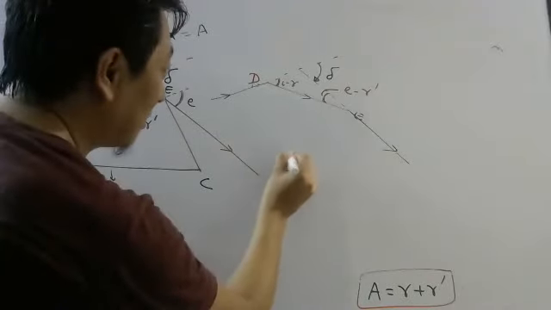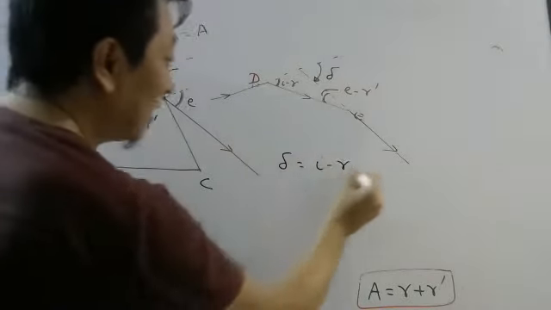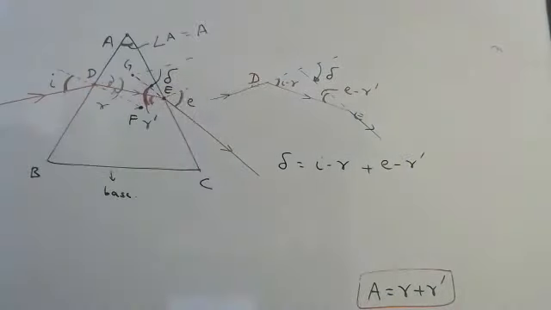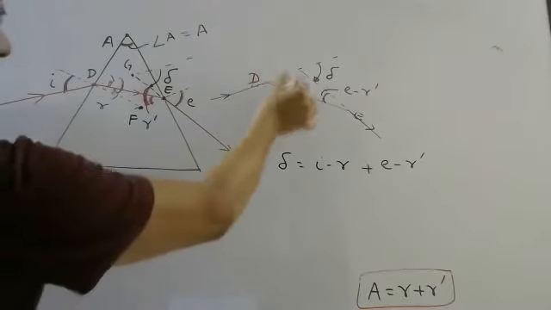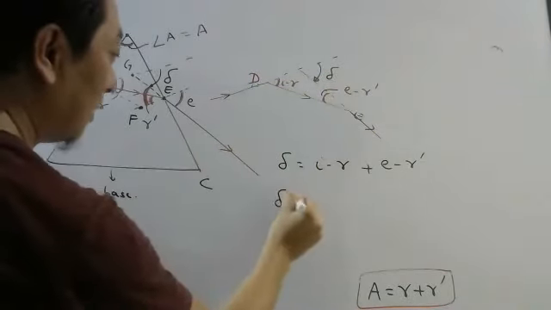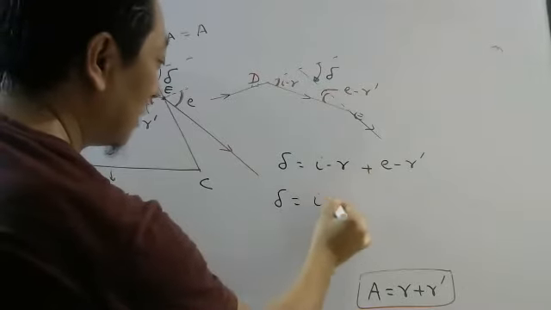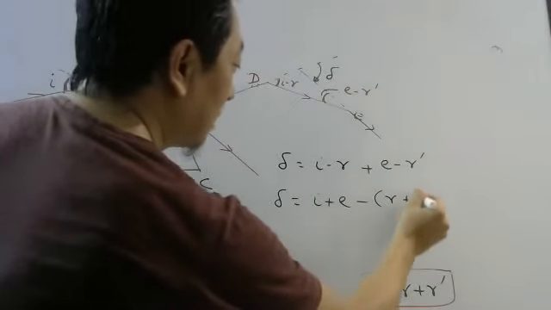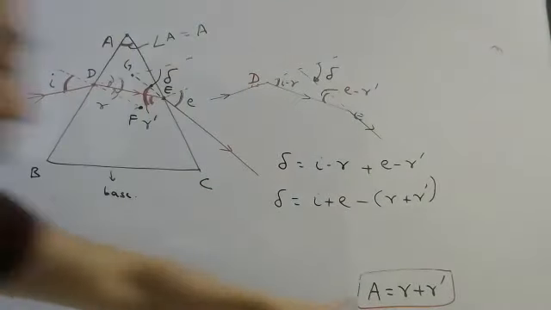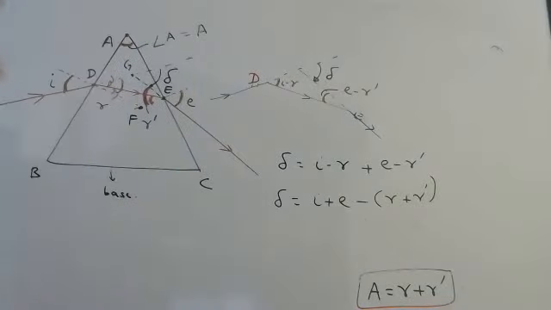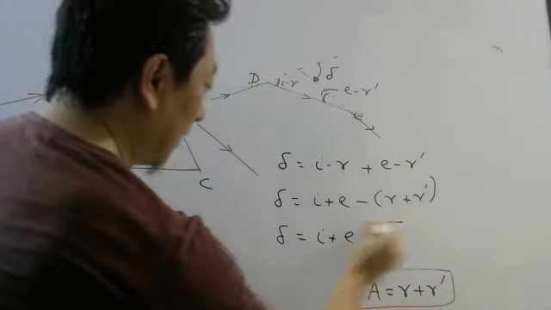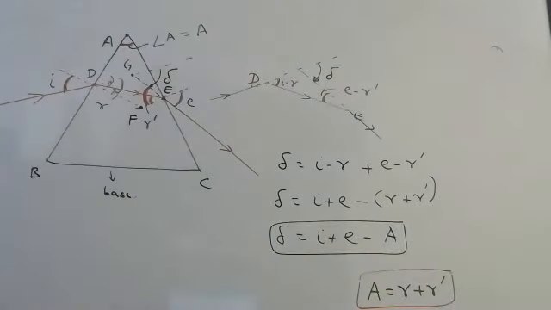So I can write exterior angle is the sum of interior angles. This is one interior, this is another interior. So this will be equal to I plus E minus R dash, take minus common, so R plus R dash. And already I have shown you R plus R dash is what? A. So I plus E minus A. So these are the two important formulas. Now I don't need this diagram.